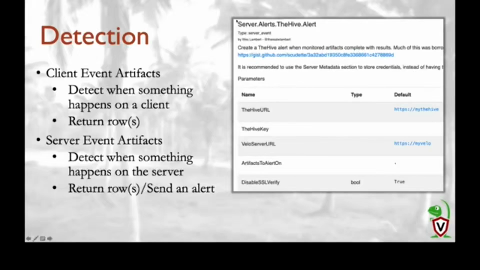You can set up an alert, right here we've got an example for TheHive. You can send that off when an artifact with results completes, and you want to be alerted on that. There's server alerts, TheHive alert, there's Slack alerts. You can do this for pretty much anything that you could reach via an API or HTTP, lots of different ways to extend that there, to alert on that when you have those detection mechanisms in place.